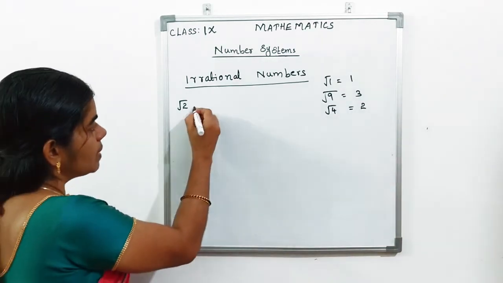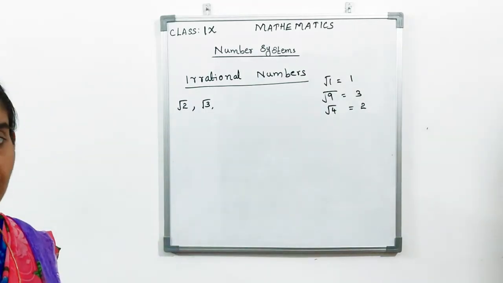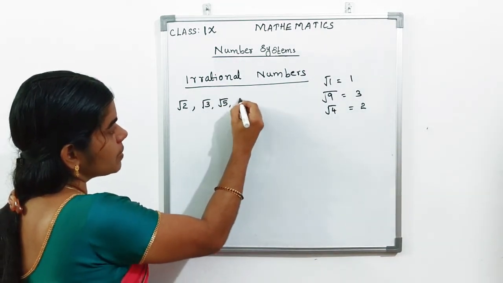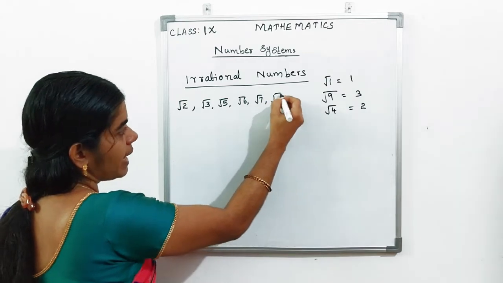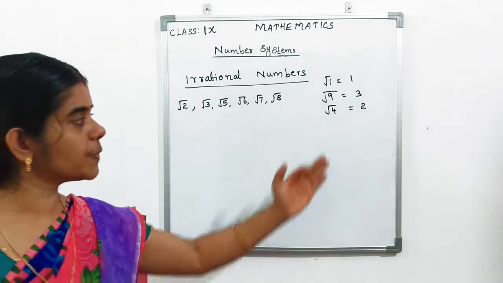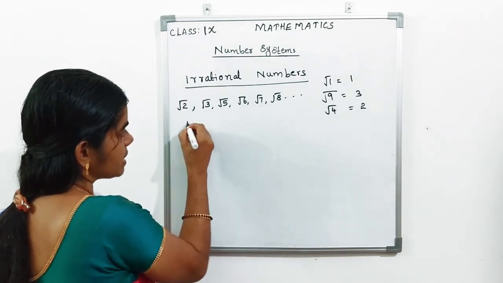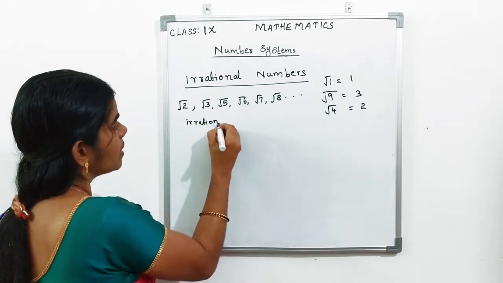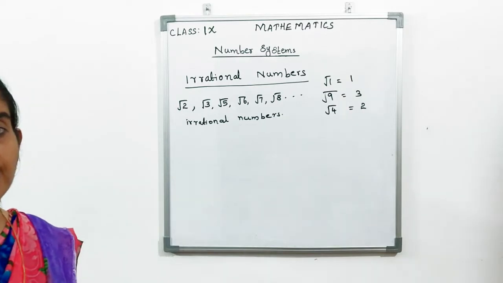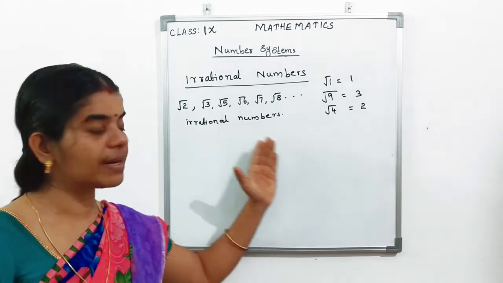Then root 2, root 3, root 4 you already know is 2. That 2 you can write as 2 by 1, therefore that is a rational number. Then root 5, root 6, root 7, root 8, then root 9 is 3. That 3 we can write as 3 by 1, therefore root 9 is a rational number. Therefore all these numbers come under the category of irrational numbers. And pi value you already know 3.14, like that it is going on. Pi also comes under the category of irrational numbers.